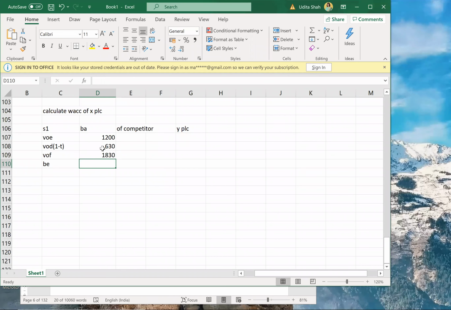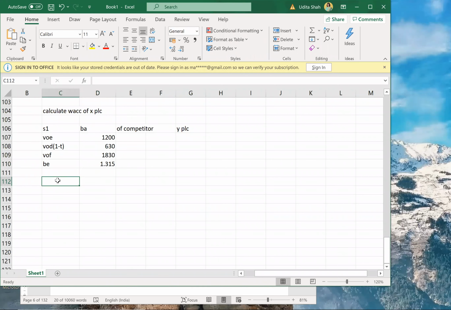Amal, cost of debt is post-tax. Value of debt is not post-tax. Value of debt is different and cost of debt is different. And beta of equity of Y is also given. Beta of equity of Y is 1.315.